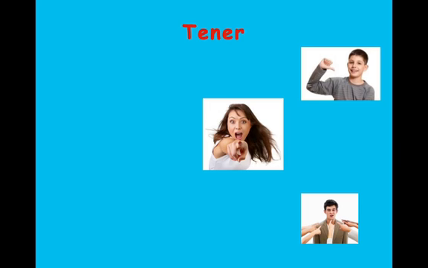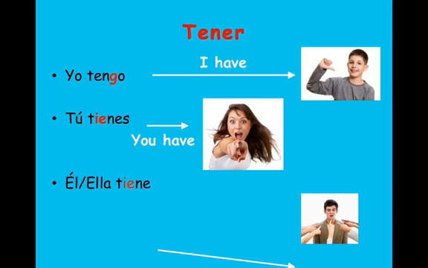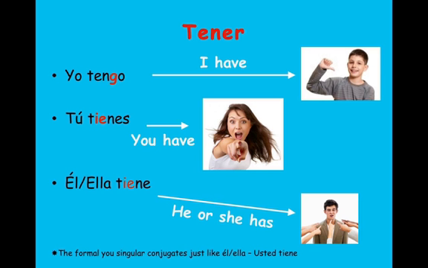Let's look at these. Again, we're just reviewing the same. We have yo tengo, which means I have. Tú tienes means you have. Él tiene or ella tiene means he has or she has. And then I did not include it on the picture, but usted, which is the you formal, conjugates the exact same way as él or ella. So usted tiene.